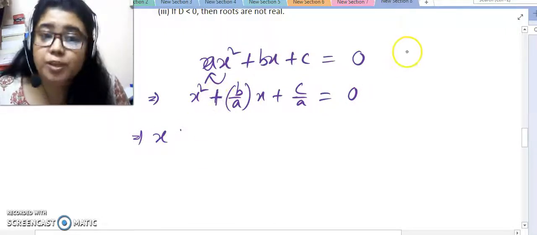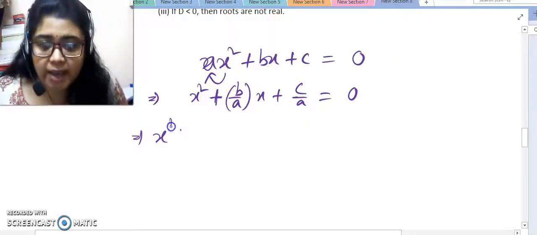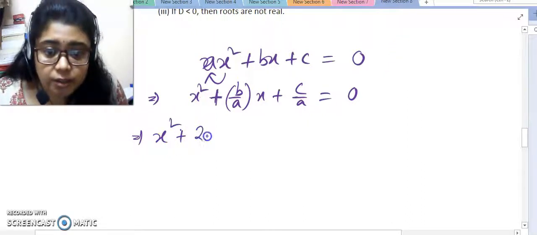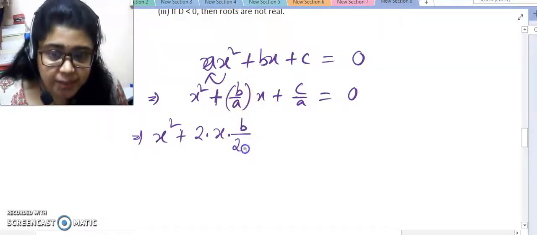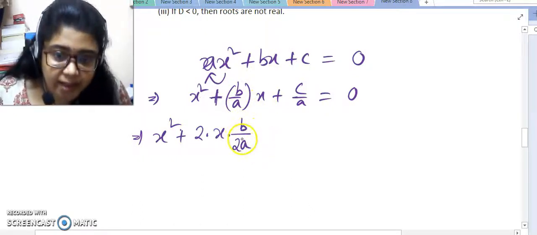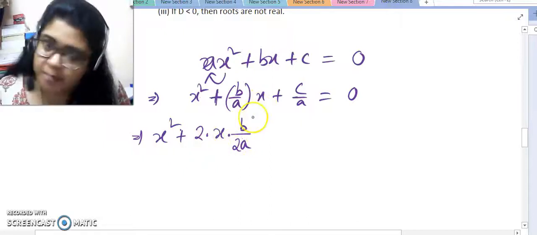Okay. Now after x square we have a plus sign, so we should put the formula of a plus b whole square. So x square plus 2 into a into b. What should be our b? That we can manage, b by a into x, so it should be b by 2a. Okay. So now 2 cancels out, so b by a x is there.